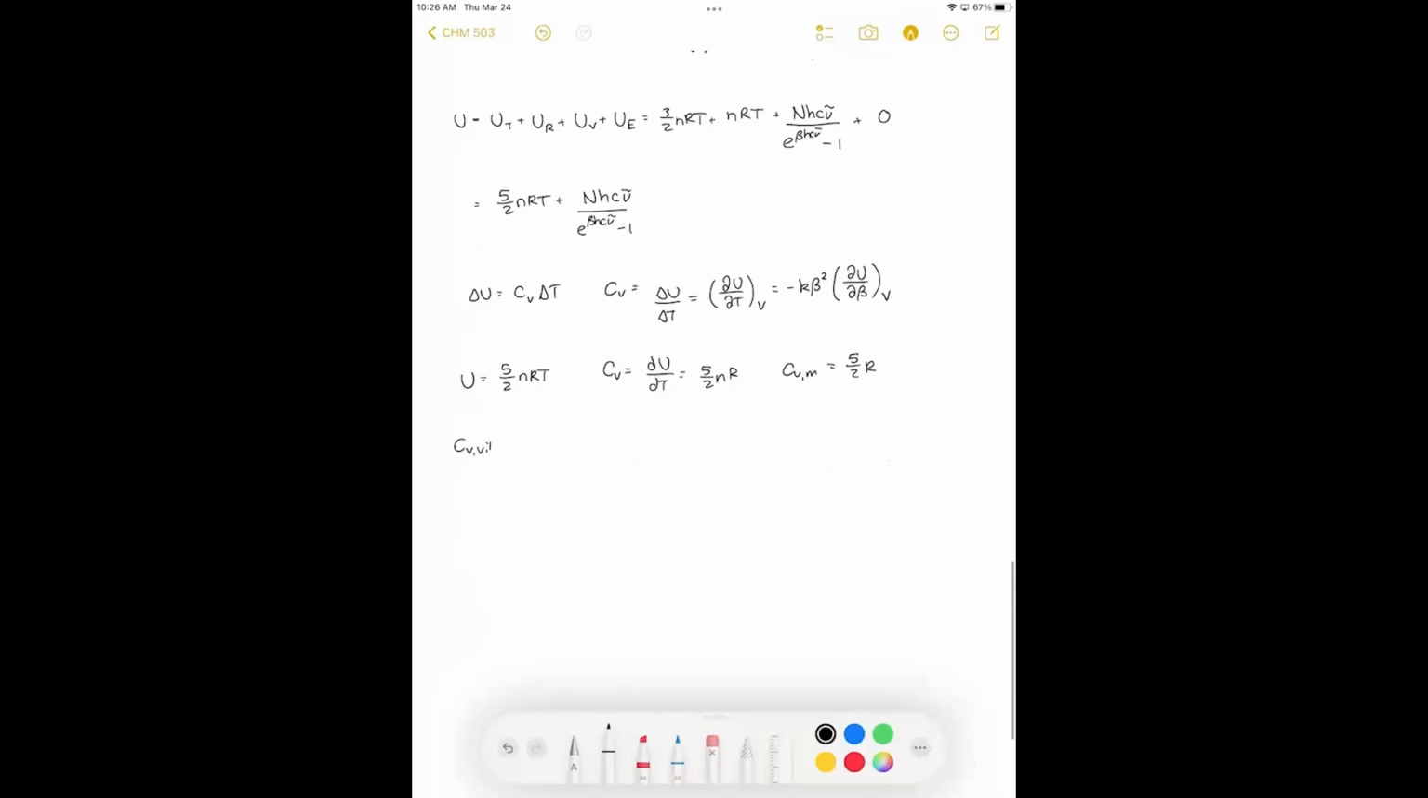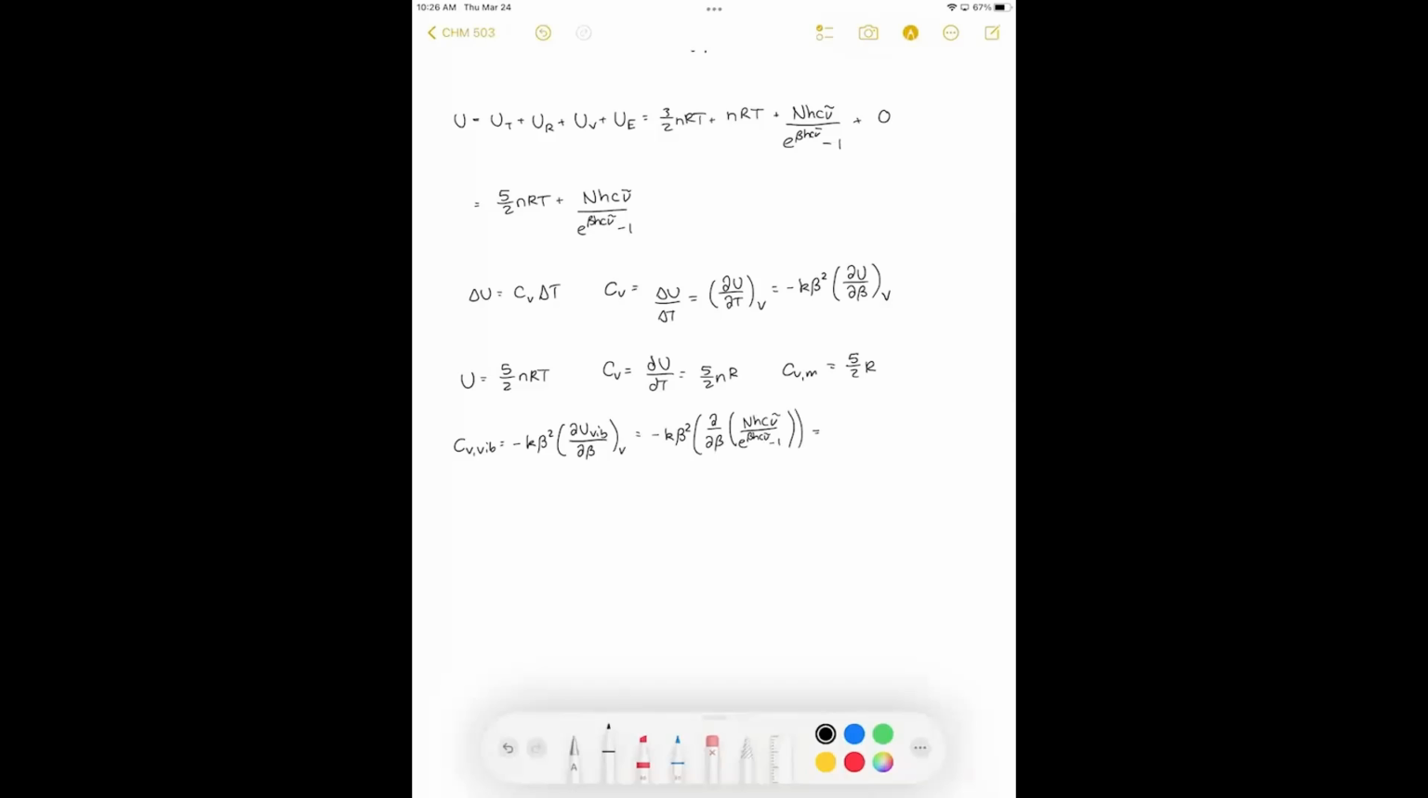So the contribution to the heat capacity for vibration is equal to negative k_B beta squared times the partial derivative of the vibrational internal energy with respect to beta. Again, this is a little bit nasty, but something that we can pretty easily do. So it says negative k beta squared times the derivative with respect to beta of N h c nu over e to the beta h c nu minus 1.